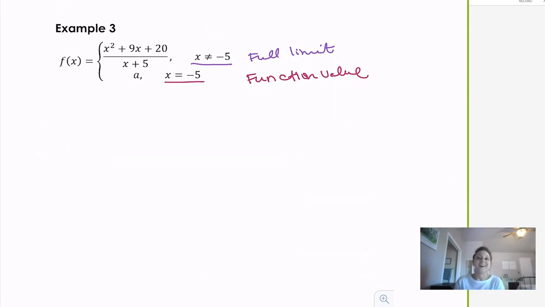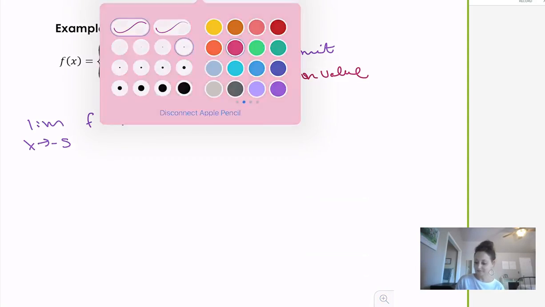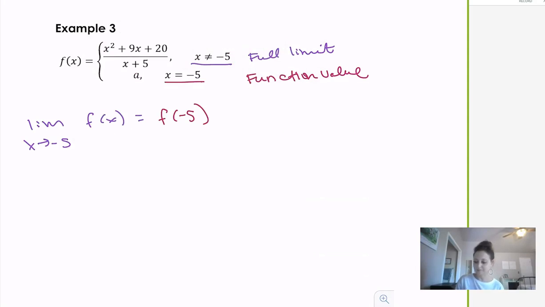And remember, for a function to be continuous, we need the full limit to equal the function value, okay? So we're going to do this very similarly to how we did the previous ones. We need the limit as x approaches -5 of f of x to equal f of -5. Okay, so I know I need to use the top piece to find the limit. Now, what x value am I looking at here? I'm looking at x equals -5.